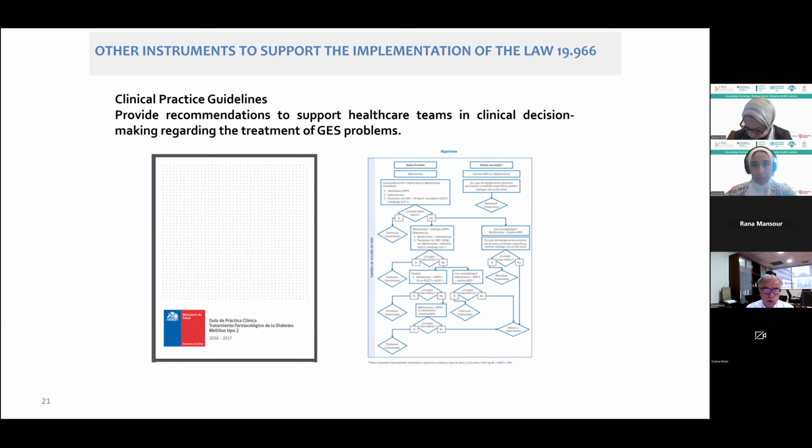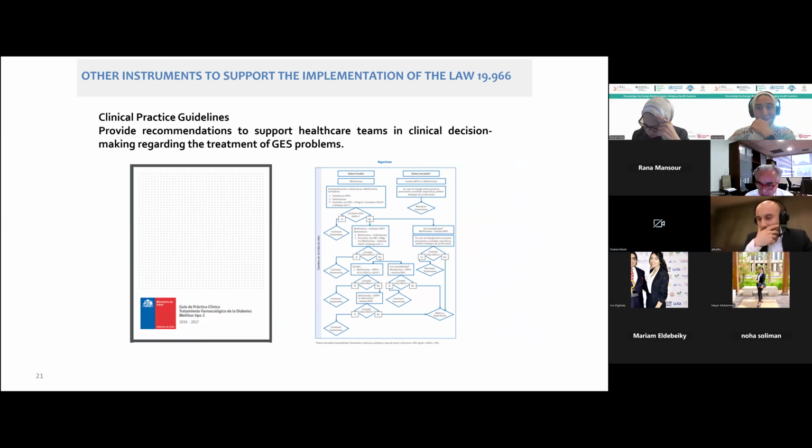In addition to this structure, each one of the diseases has a specific guideline that describes the route of the patient, the different steps in order to guarantee the quality and the opportunity of the service, so that it is done perfectly for everybody.